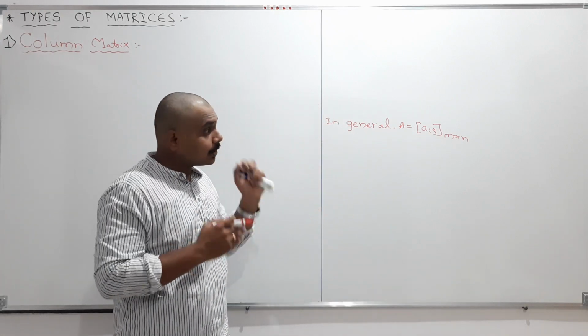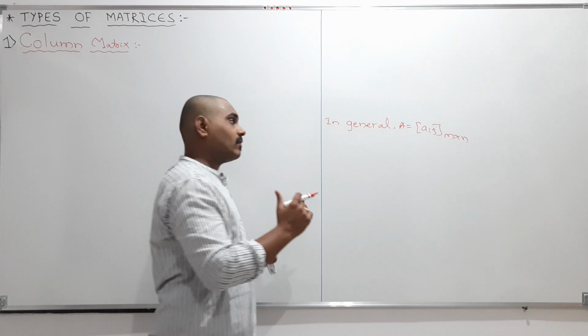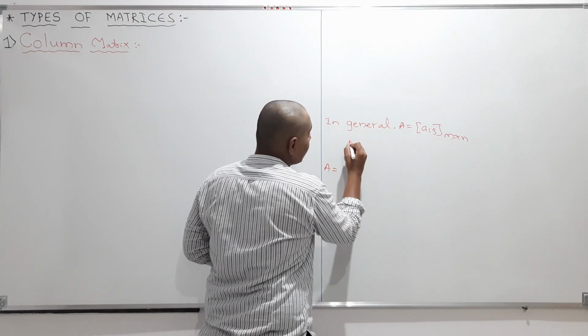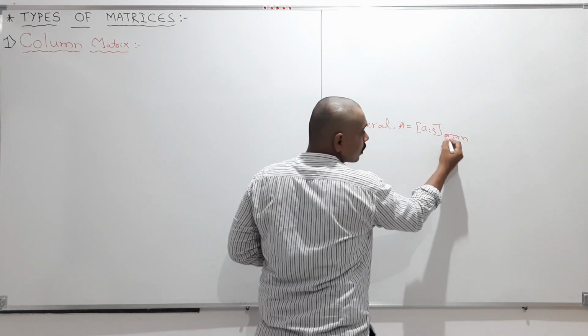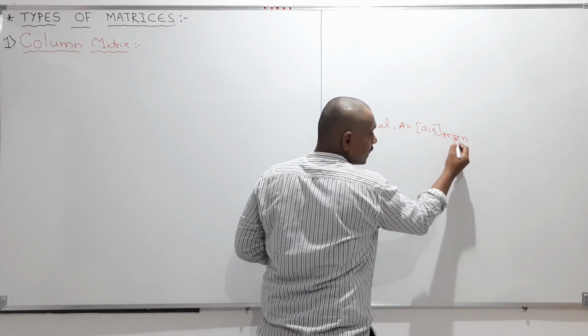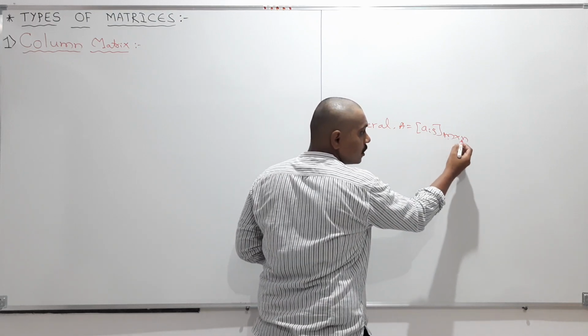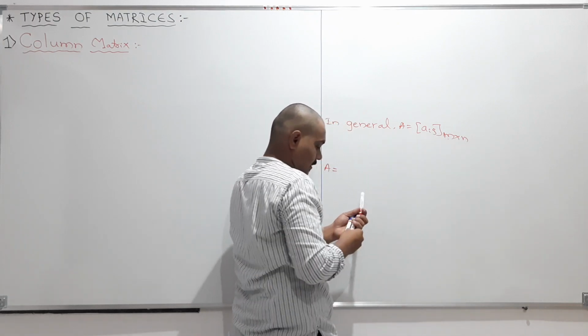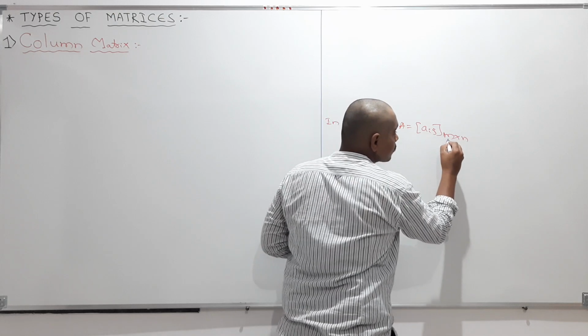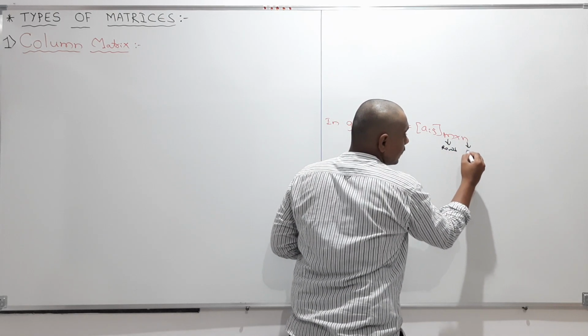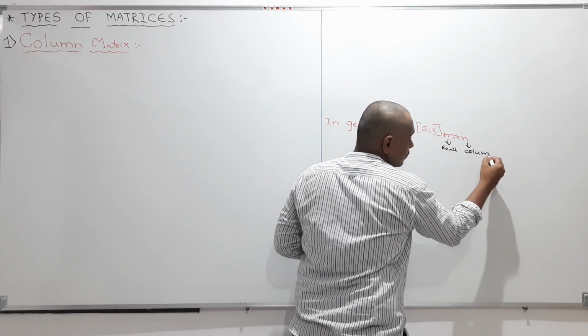But I also told you another way to write it. That is A is equal to, the elements written out. M cross n indicates that a matrix has m rows and n columns. So m indicates the rows and n indicates the columns.